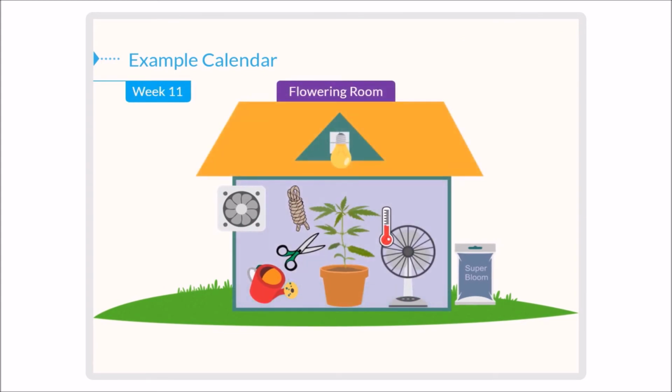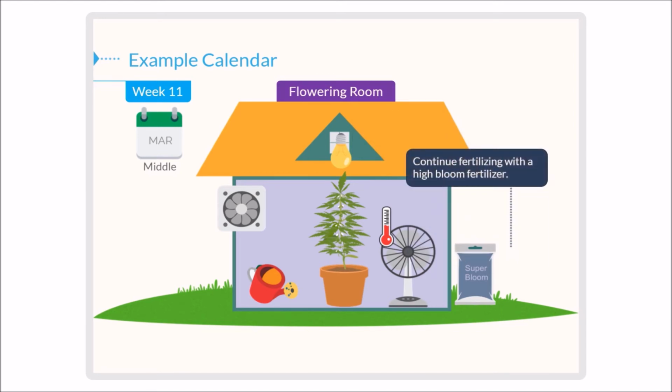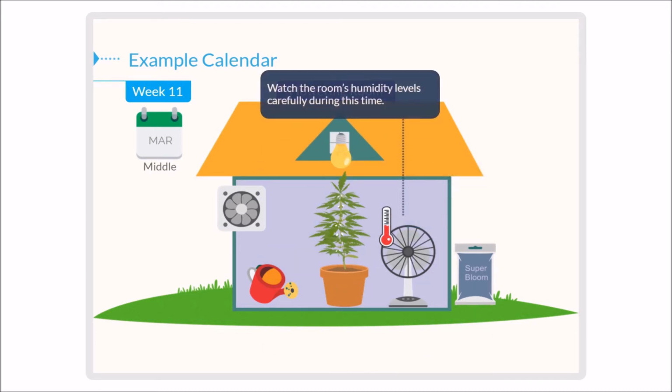Week 11. Month 3, Week 11, middle of March. Plant tops elongate, making the garden's profile about 6 to 12 inches or 150 to 300 millimeters taller than 2 weeks ago. Continue fertilizing with a high bloom fertilizer. Older leaves may start to drop a little faster due to decreased nitrogen in the super bloom fertilizer, or if only an HP sodium lamp is used. Watch the room's humidity levels carefully during this time.